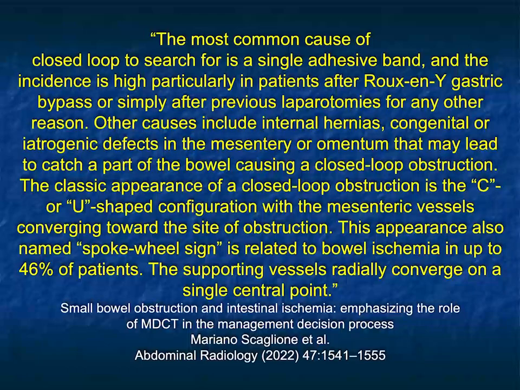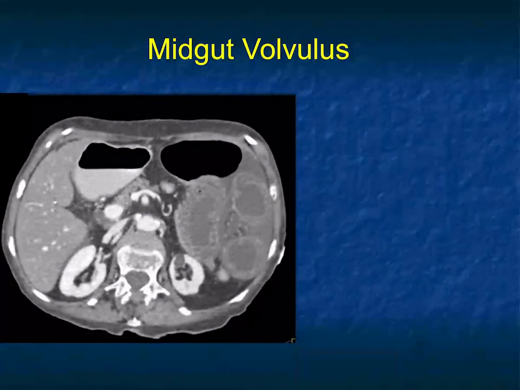Now, we also look for other things. We look for closed loop obstruction. We look for where it's due to adhesions at times, whether it's due to an internal hernia, congenital or iatrogenic defects in the mesentery or omentum are some of the possibilities. The classic appearance of a closed loop obstruction is the C or U-shaped configuration. Now, what's very important about closed loop obstructions, of course, they are going to be surgical emergencies.